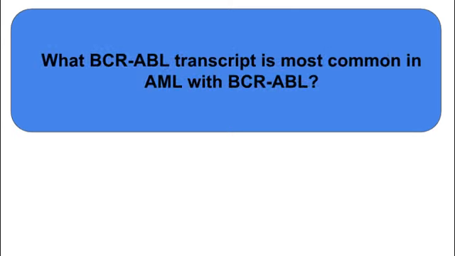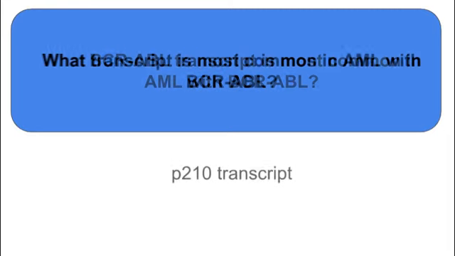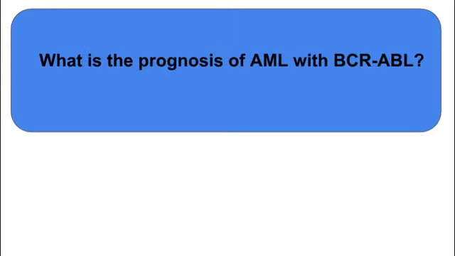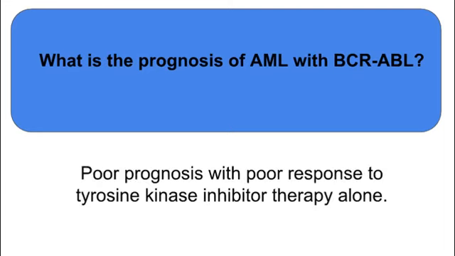What BCR-ABL transcript is most common in AML with BCR-ABL? The P210 transcript. Be able to differentiate this transcript from the one associated with ALL, which is the P190 transcript. What is the prognosis of AML with BCR-ABL? Poor prognosis with poor response to tyrosine kinase inhibitor therapy alone.